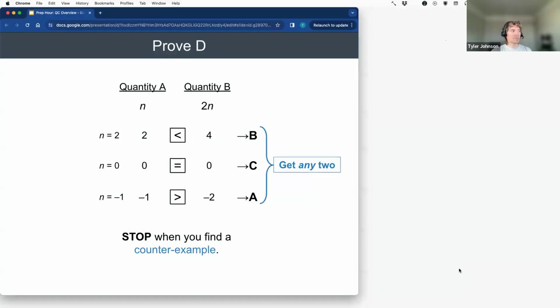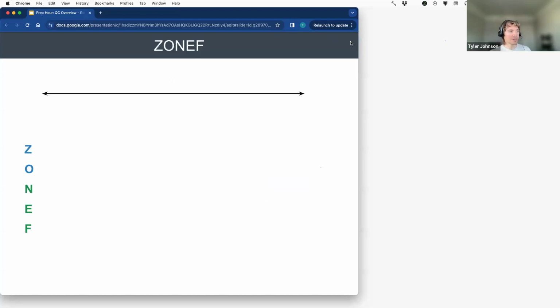So relatedly, we talked about picking numbers just now. A natural follow-up to that is, how do I decide what numbers to pick for these problems? And for that, I've got a mnemonic I want to share with you all. So this is something called ZONEF, where Z, O, and N are going to stand for 0, 1, and negative.